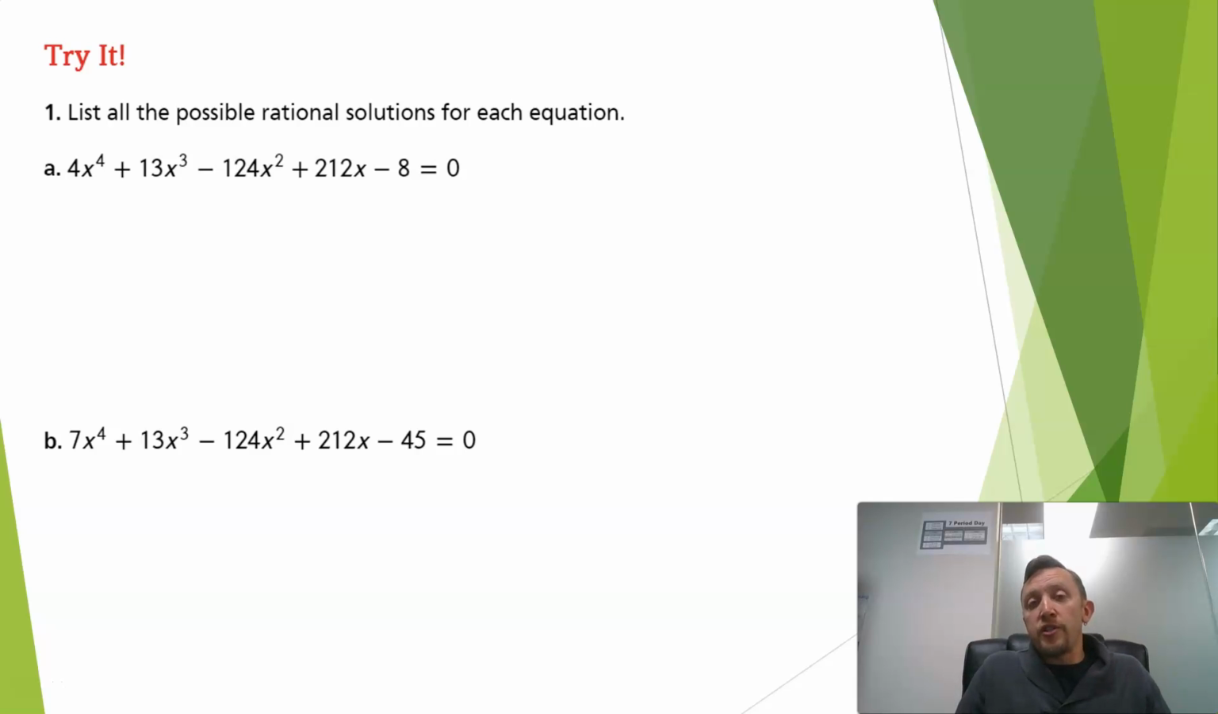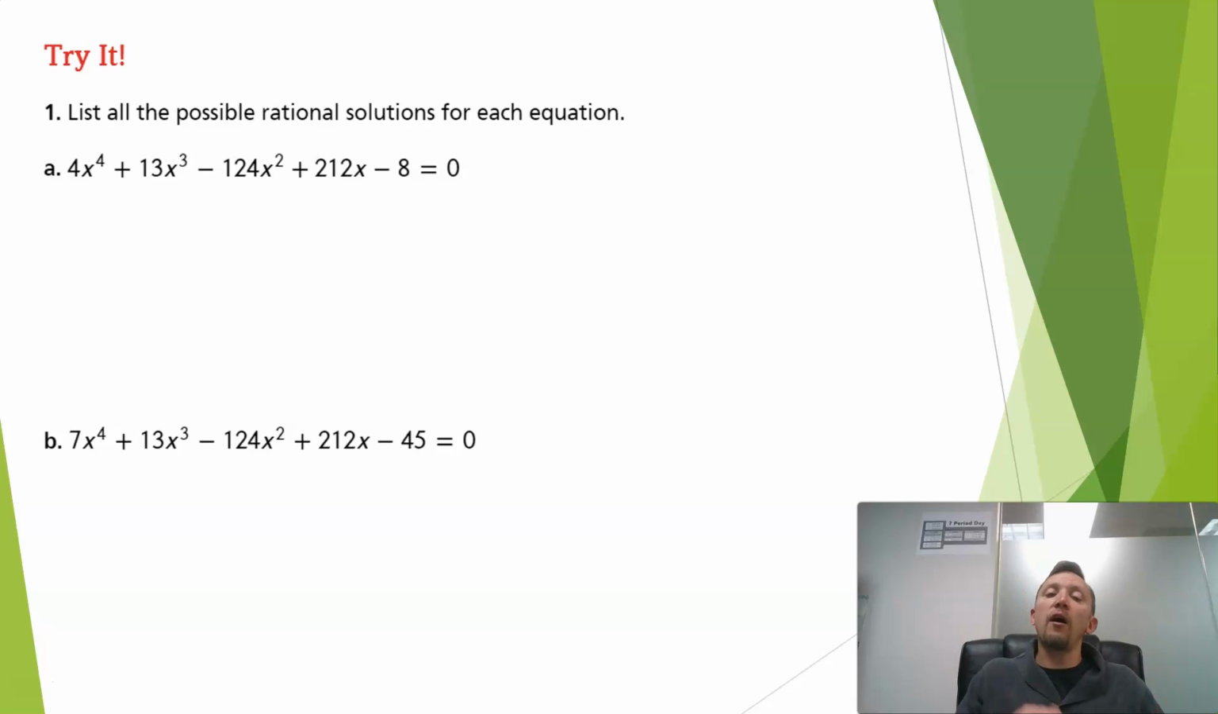So here's what I want you to do. I want you to try the same thing for this problem. I want you to list the factors of our constant. Our constant is 8 this time. And I want you to list the factors of the coefficient, which is 4. Make sure you do them in that order. The constant first, the coefficient second. So then that way you have them basically set up as fractions.